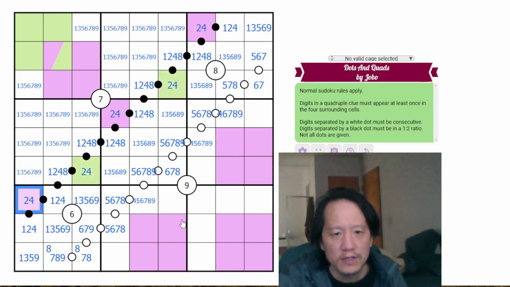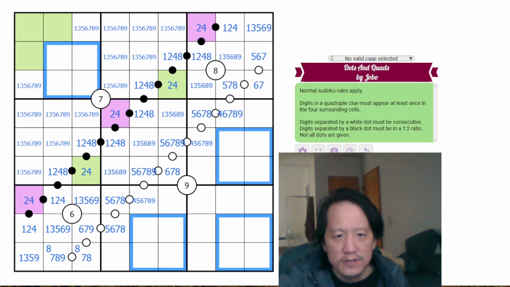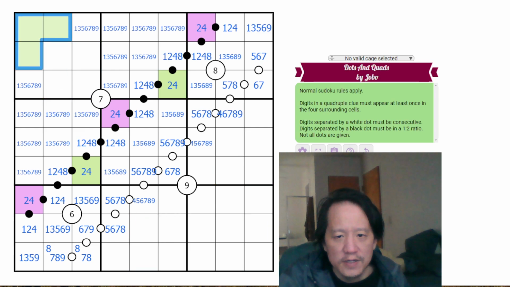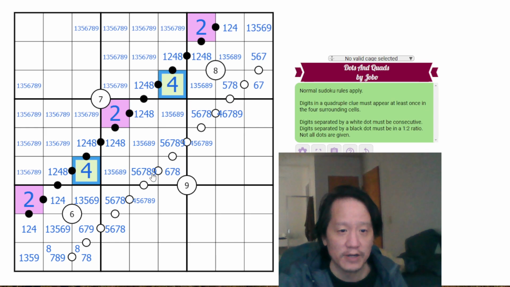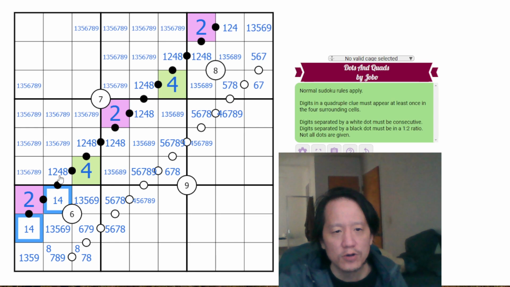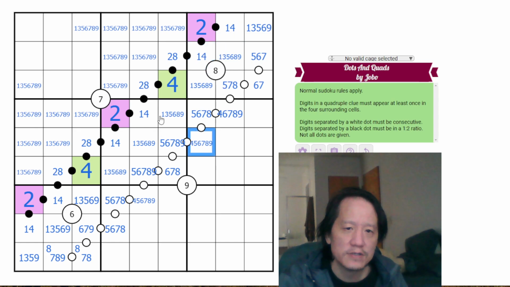So all the pinks, we're going to remove the non-pink values. All the pinks have to be 2. So this is 2. All the greens, I don't know where I got red from, have to be 4. Which means this has to be 1 and 4. And these have to be 2 and 8. And these are 1 and 4. And these are 2 and 8. And these are 1 and 4. And this is 2 and 8.